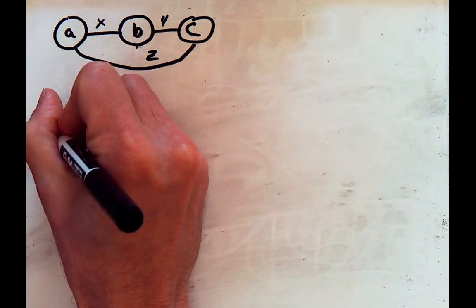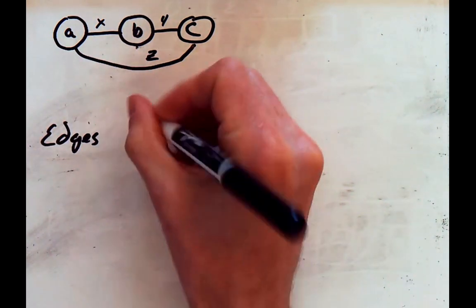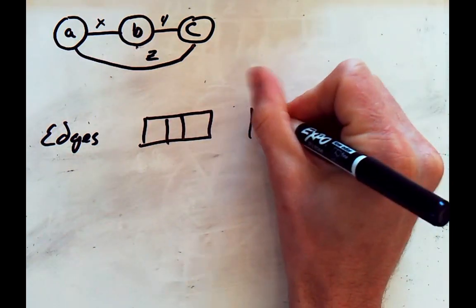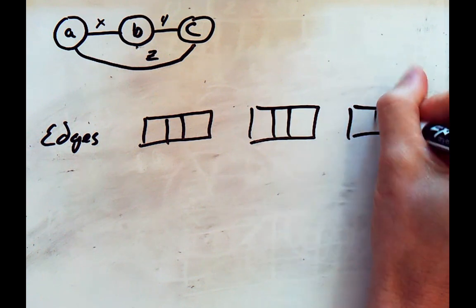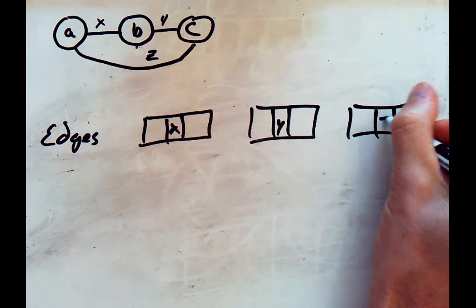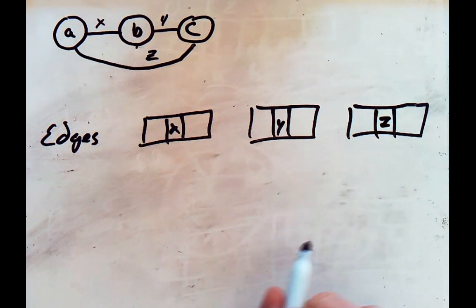So just like before, with the edge list, we may want to have lists to represent both our edges and our vertices. Oftentimes we want to go through all the edges, so keeping edges in a list is handy. Okay, so just like before, I'm going to draw edge objects as having 3 distinct fields. So one of them will be the label, so my x, my y, and my z. And the other 2 fields will be references to the vertex object that they connect.